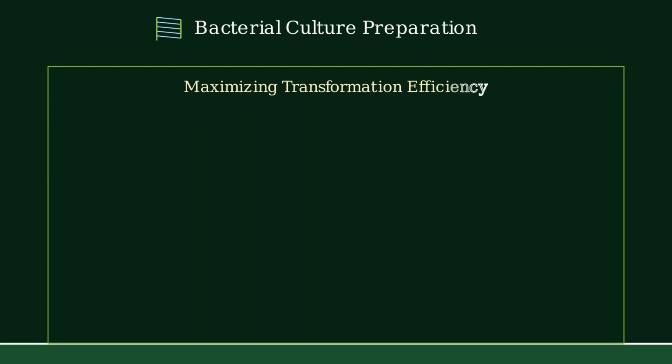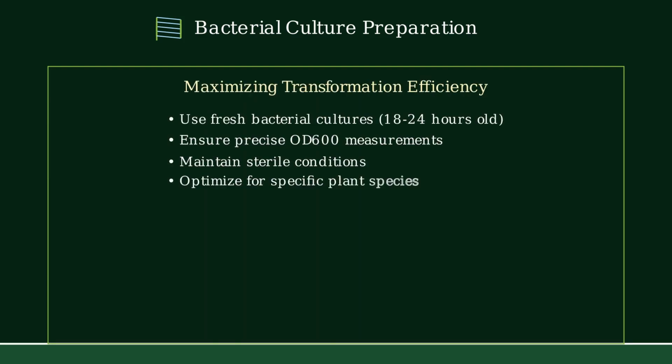To maximize transformation efficiency, use fresh bacterial cultures that are 18 to 24 hours old. Ensure precise optical density measurements and maintain sterile conditions throughout the process. For optimal results, adjust the protocol based on the specific plant species being transformed.